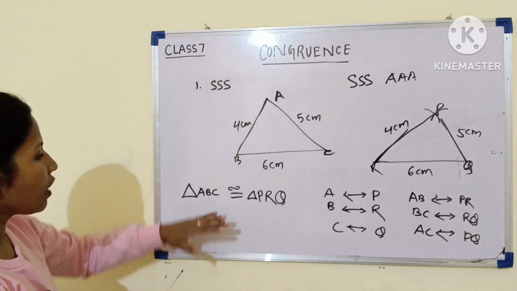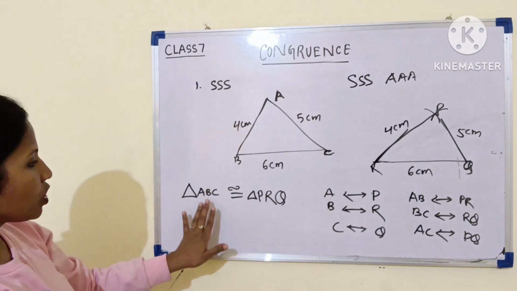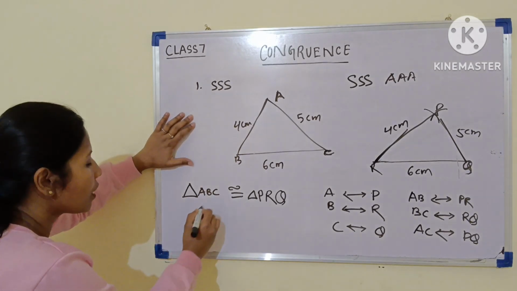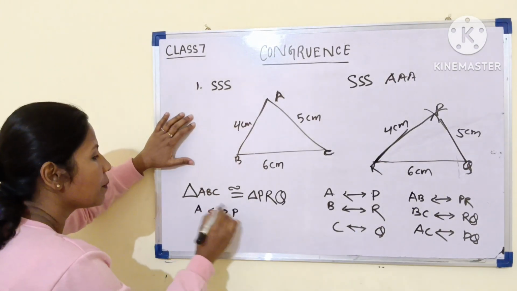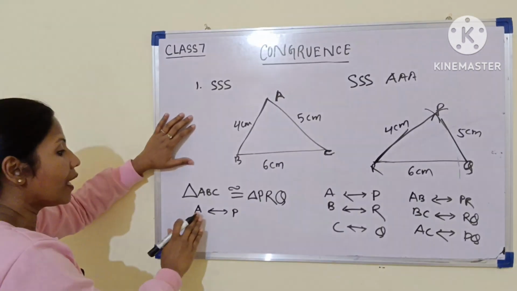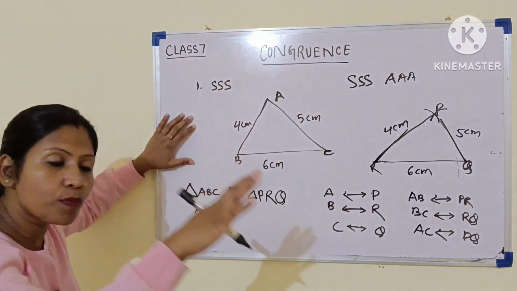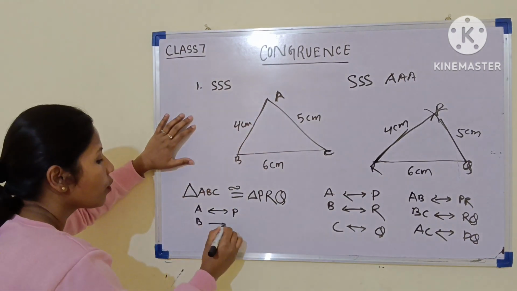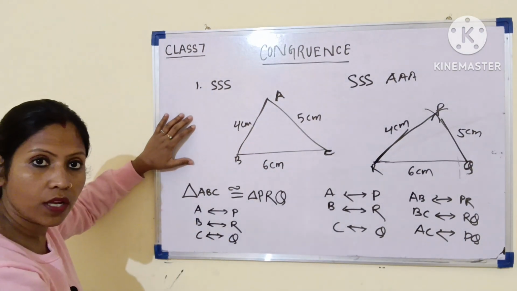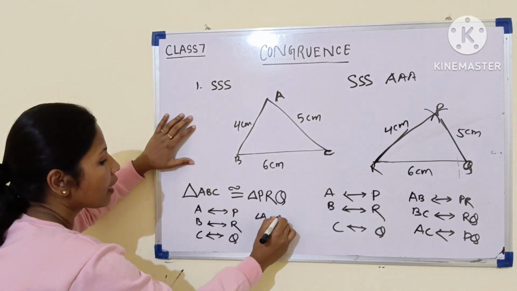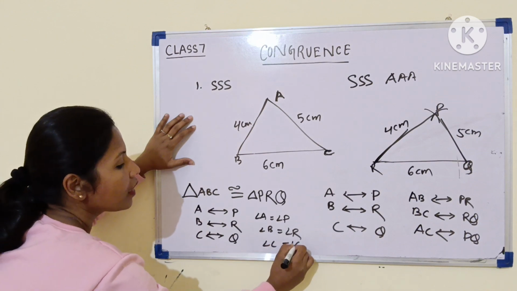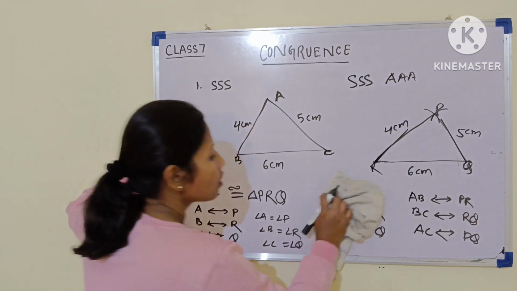Now, if I don't give these details and give you only this, what conclusion can you find from it? It says that A corresponds to P, meaning angle A and angle P will be equal, or the vertices A and P will superpose each other. B and R will superpose each other. C and Q will superpose each other. Or angle A is equal to angle P, angle B is equal to angle R, angle C is equal to angle Q. And what else can you say?